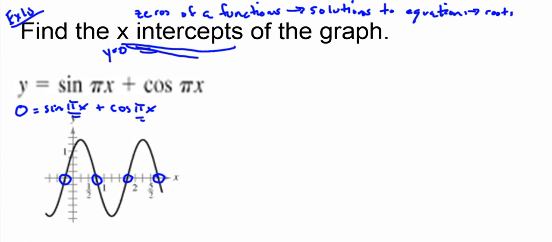Now, in order to figure this out, how I would think about it is to subtract one of these values to the other side. Sine and cosine added together equal 0. If you know anything about trig, when are sine of x and cosine of x ever equal? They're equal at pi over 4, or 45 degrees, and any multiple of pi over 4. That's in the first quadrant.